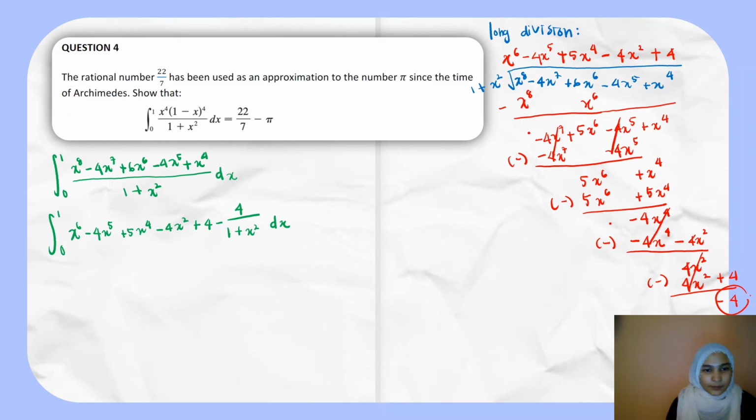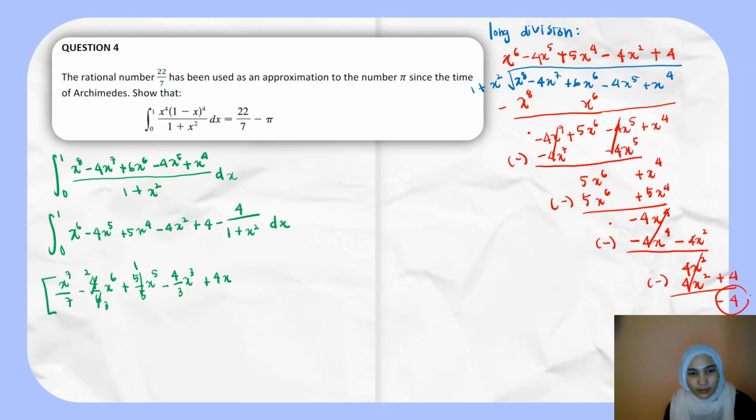So you will get x to the power of 7 over 7 minus 4 over 6 x to the power of 6. So this can be simplified as 2 over 3, plus 5 over 5 x to the power of 5. This will be 1. So minus 4 over 3 x to the power of 3 plus 4x minus 4 tan inverse x.